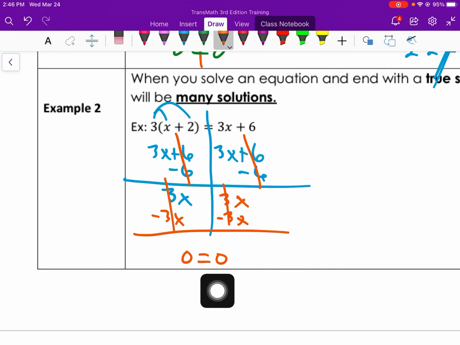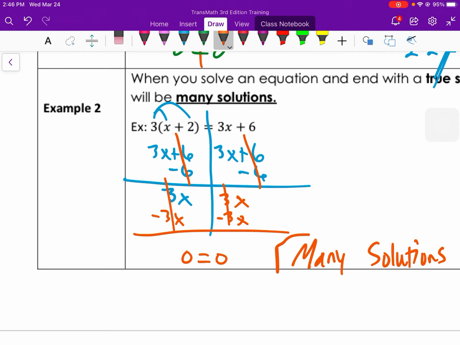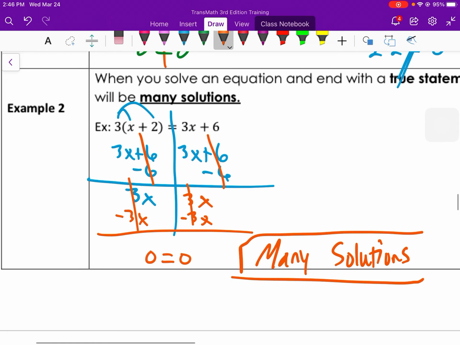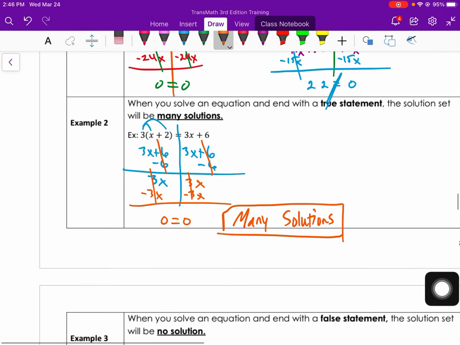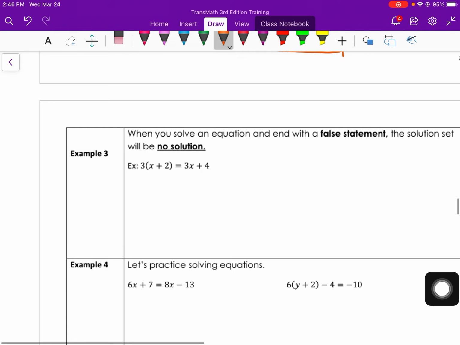So if we get to this point, or you notice that at this stage they're exactly the same, this is going to be a solution with many solutions, is what that means. Many solutions is what we would call this. It's a special case when solving. You plug in any value for x, and you will get the same answer out every time. Many solutions. Now let's look at this next example.